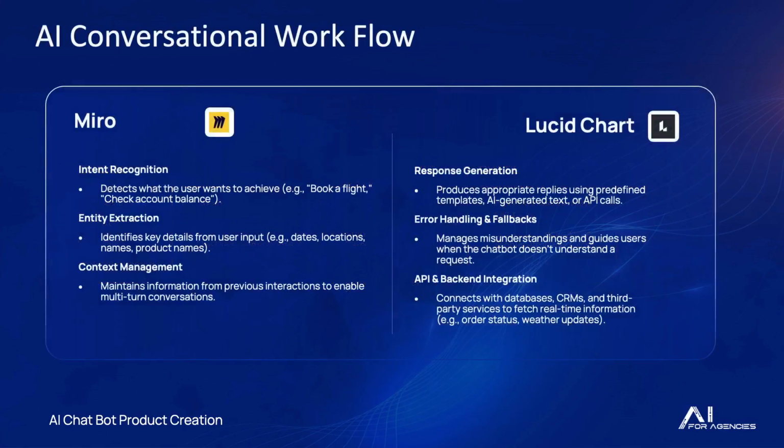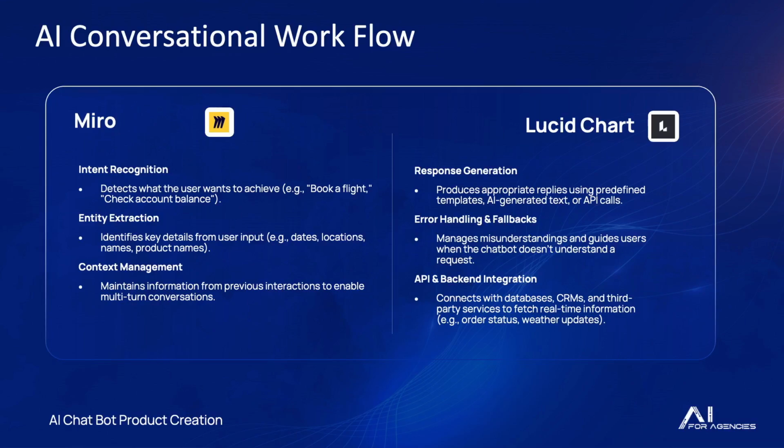So what do we start with for the AI conversational workflow? Usually use Miro or Lucidchart. If you ever watch any of my videos, I use Lucidchart all the time. So you start with intent recognition, and this detects what the user wants to achieve, e.g. book a flight, check account balance, whatever. And it will detect the intent. That will then usually be a workflow, okay? And you will charge the person per workflow. Which I'm going to show you later on, but that will create a workflow.